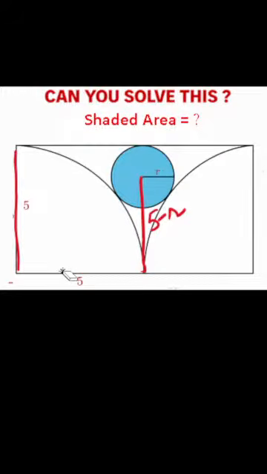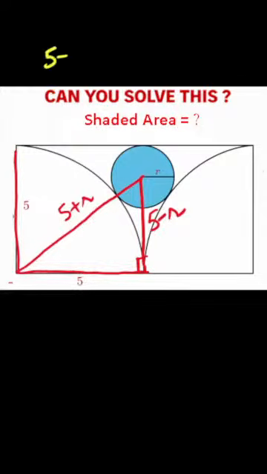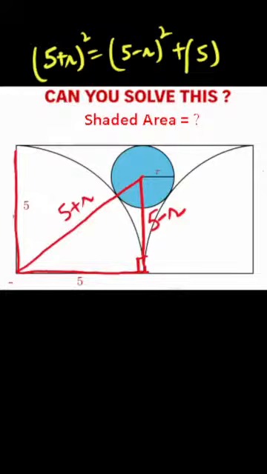Now let's talk about this. If I join from here center to center, this is 5, right? This much is 5 and this much is r. So this entire length is going to be 5 plus r. Now use this triangle and solve for the value of r using the Pythagorean theorem. You'll be writing (5 + r)² = (5 − r)² + 5². Solve for the value of r.